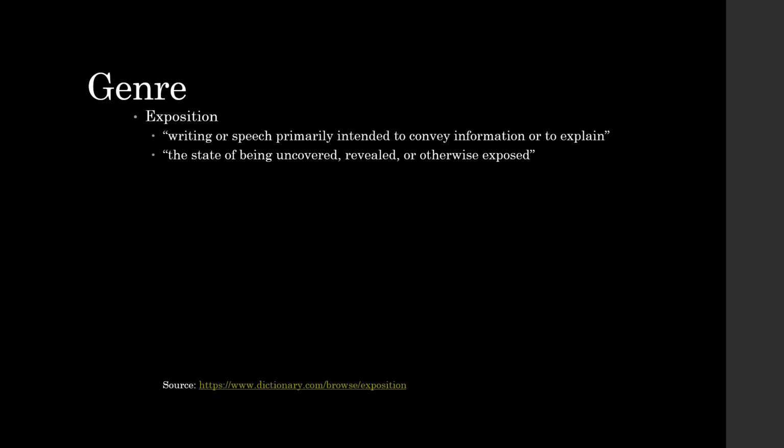The second definition is the state of being uncovered, revealed, or otherwise exposed. And this really speaks to the idea that you should reach beyond your personal circumstances and consider a problem that may affect a large group of people. Uncover that problem for the reader. Dig into the problem and really expose the issue itself and why it is a problem that requires a solution.